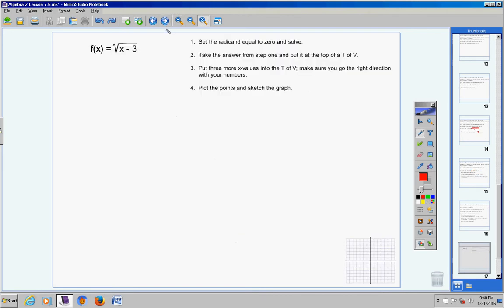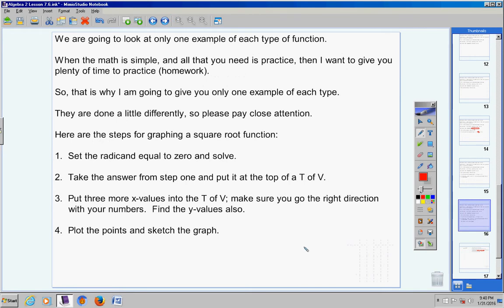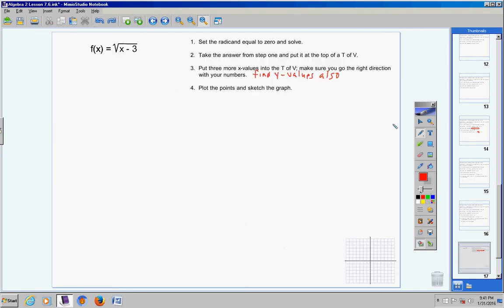Now, here's our first problem and our only problem we're going to look at. And I should have put this also: find the y values also. I left that off right here. Don't worry, you have that in your notes. It was right over here. So you guys already have that, okay? Alright, here we go. Now, so here we have a square root function. Don't forget it could have been written like this also.